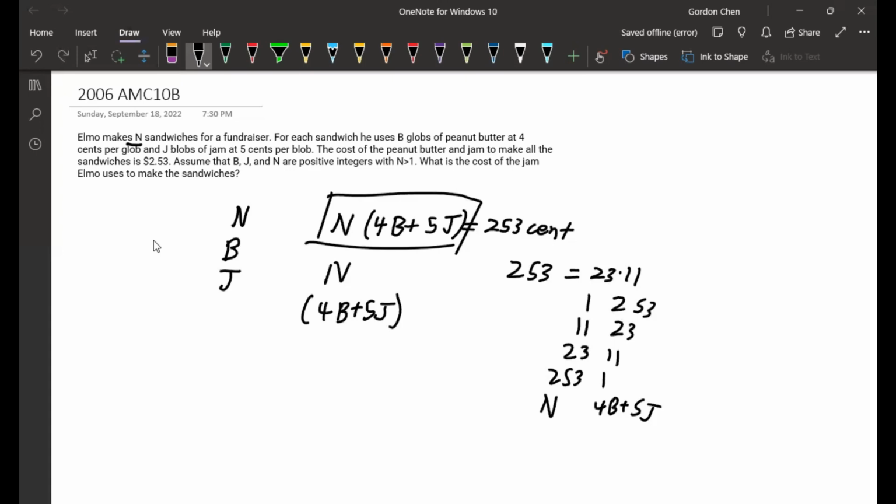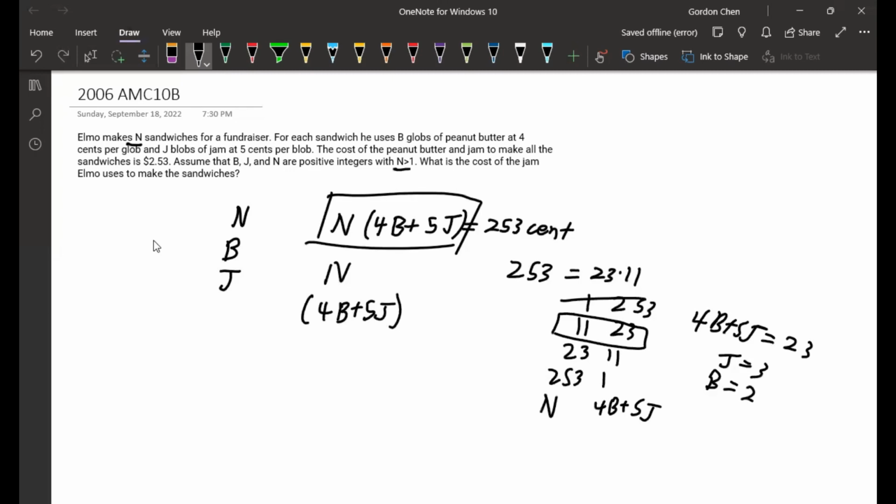So we have N, it has to be greater than 1. So this is impossible. And if we test this one, we'll have 4B plus 5J equals 23. And B and J are positive integers. And if we look at it, we see J equals 3 and B equals 2 will work out.